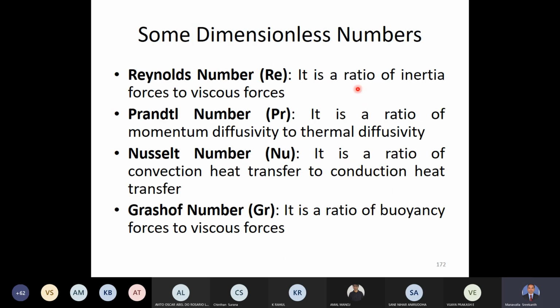Now we will see some dimensionless numbers before we conclude today's class. You can see here the first one is the Reynolds number, which we are familiar with from fluid mechanics also. So it's a ratio of the inertia forces to the viscous forces.